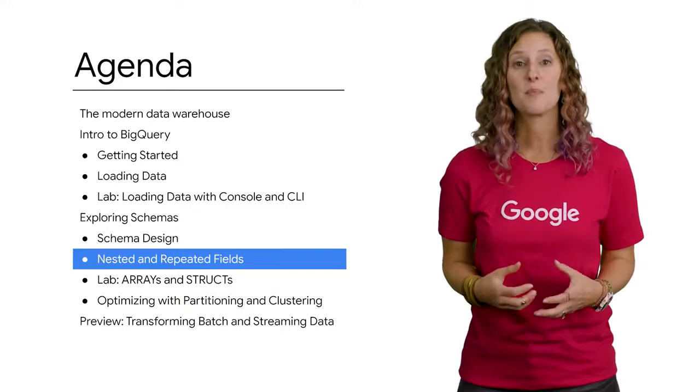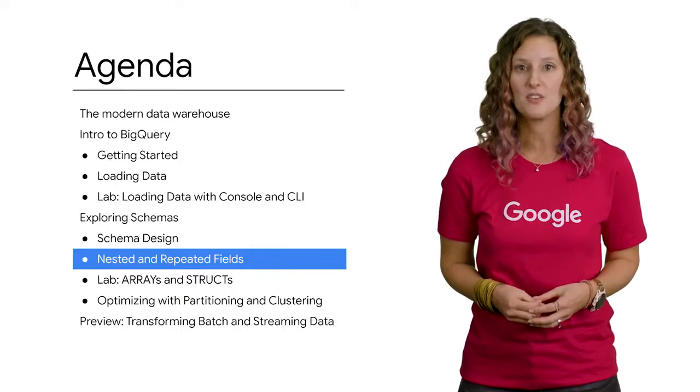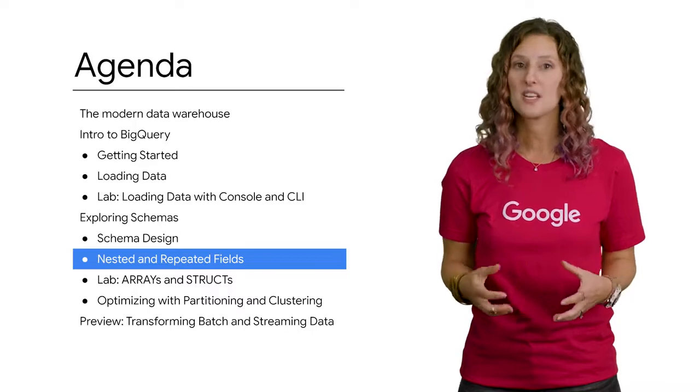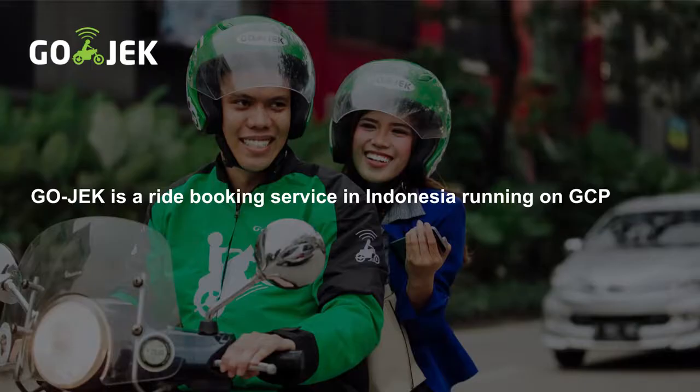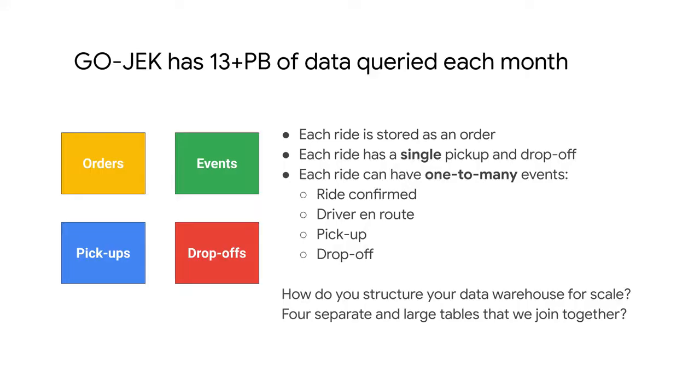Let's take a closer look at BigQuery's support for nested and repeated fields and why this is such a popular schema design for enterprises. I'll illustrate by using an example from a real business running on GCP. Gojek is a ride booking service, among other services, that's based out of Indonesia. And they process over 13 petabytes of data on BigQuery per month from queries to support business decisions.